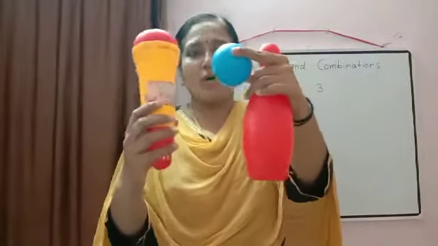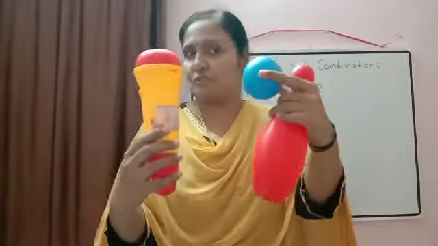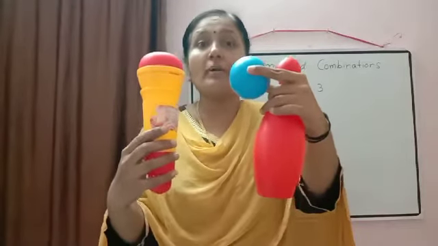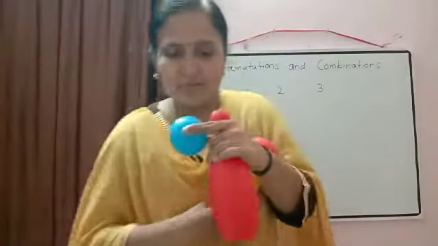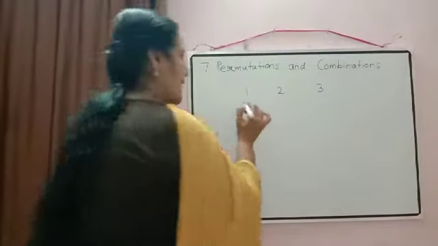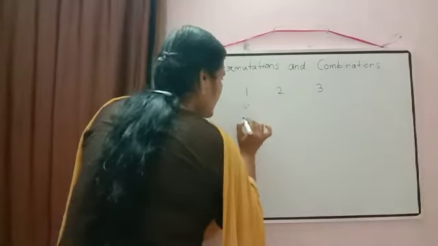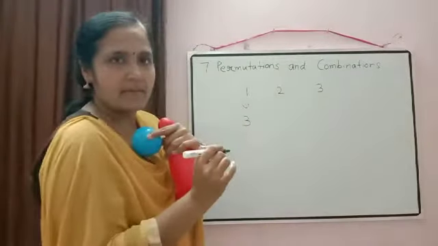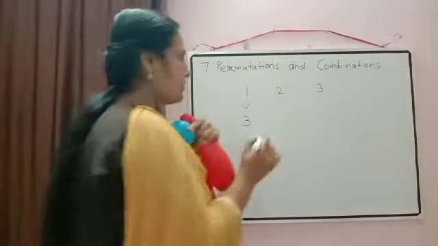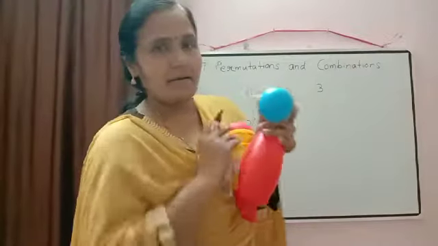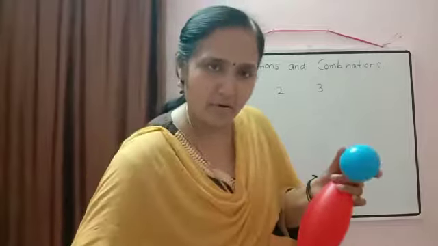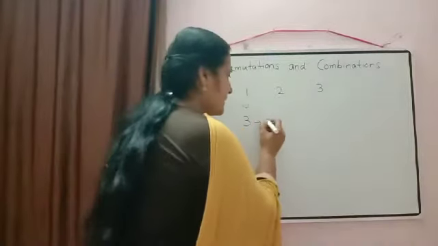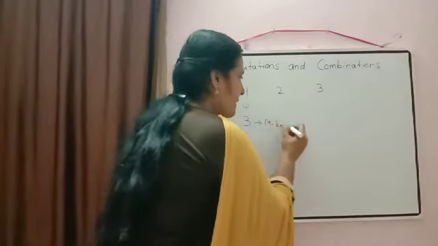What are the items he can choose? How many options are available for him? Yes, these three options are available. So the first child has three options available. Suppose he selected this mic. The first child selected the mic, so that selection is done.